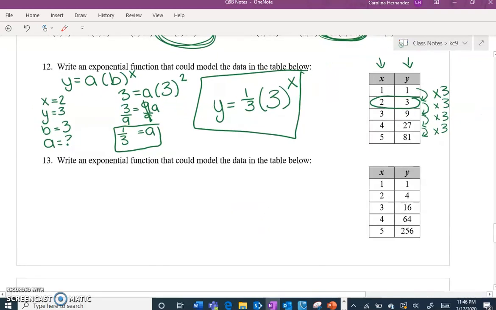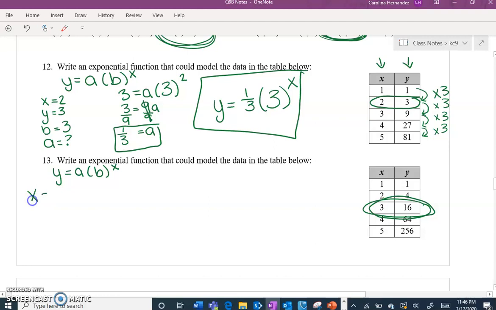We're going to repeat the same process with problem number 13. Write an exponential function that could model the data in the table below. Again, general formula, y equals a times b to the x power. You could choose any point on this table and you should still end up with the same answer. In this case, I'm going to try it with the third one.